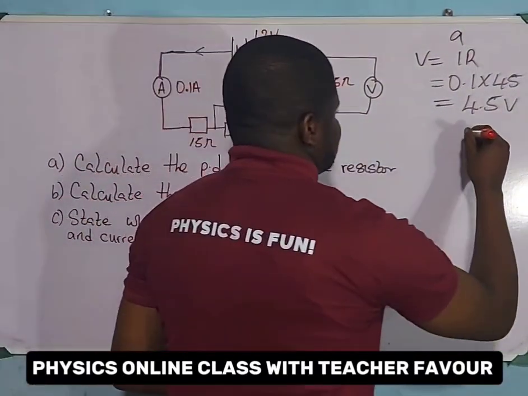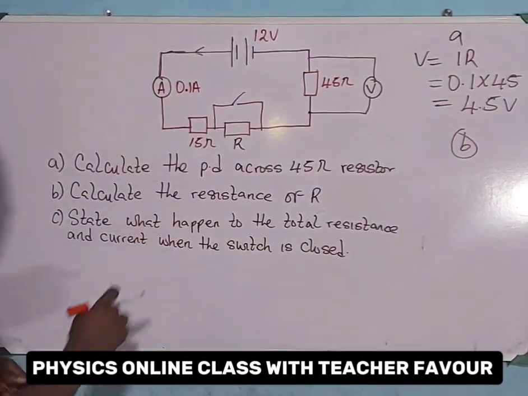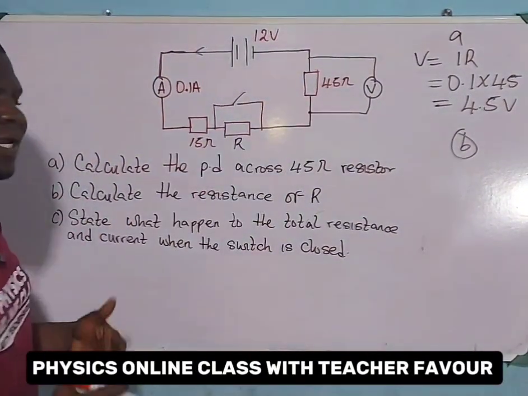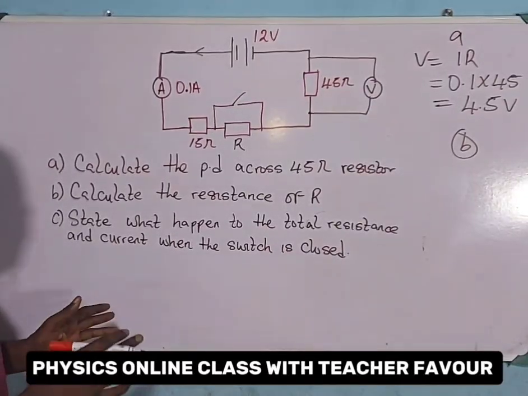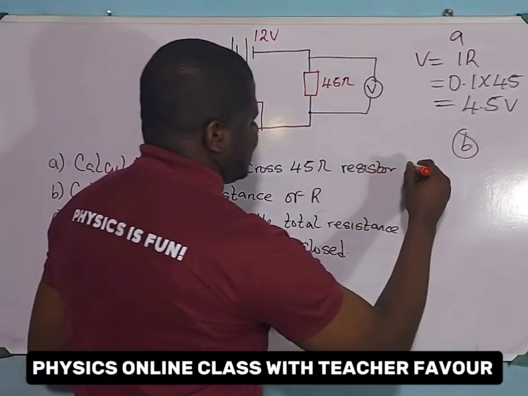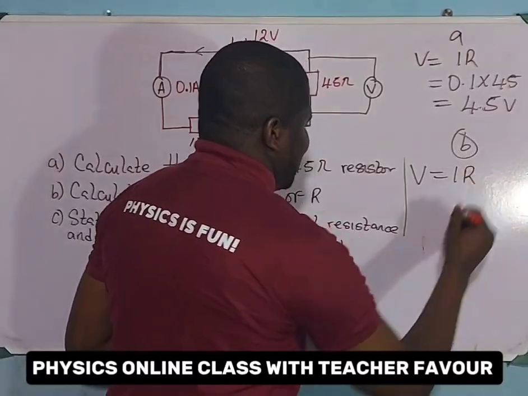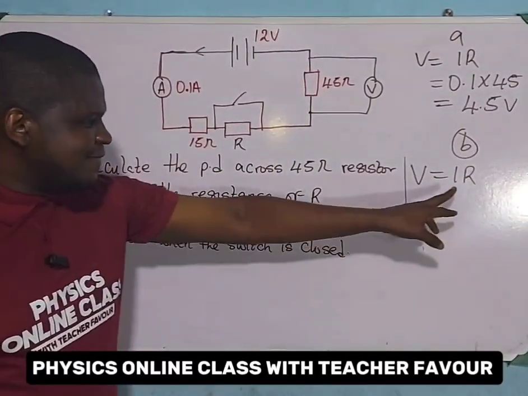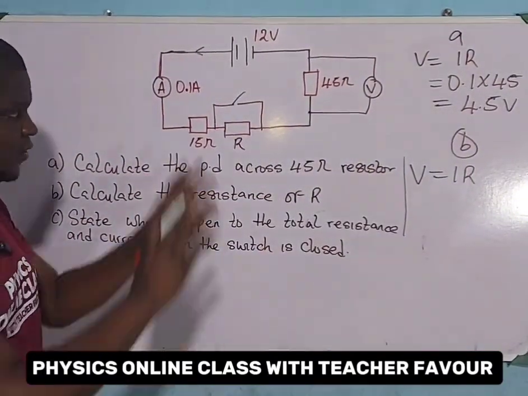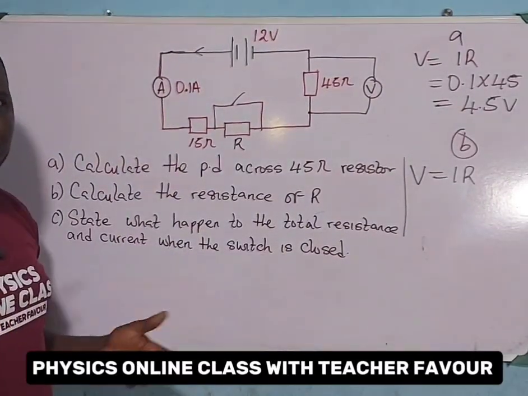We now look at B. B says, calculate the resistance of R. This is R, so we're asked to find its value. We have three resistors here, and they are all in series. So what we are going to do is find the effective resistance in the circuit, and we can find it using the formula V equal to IR. We know that the potential difference across this whole circuit is equal to 12 volts, and the current flowing in this circuit is equal to 0.1 amp.